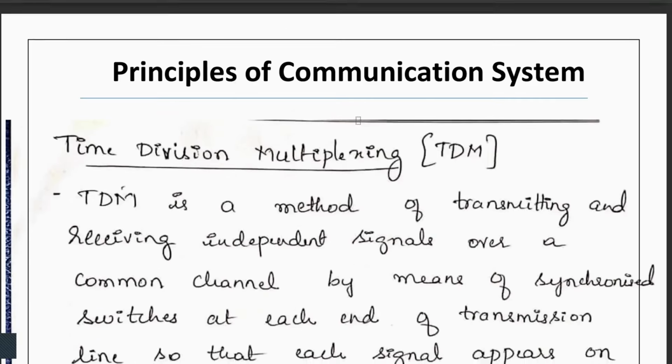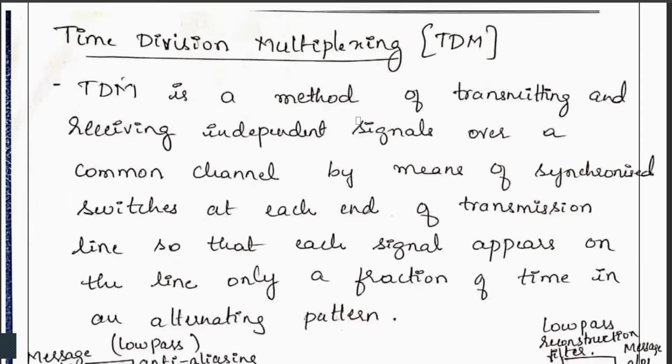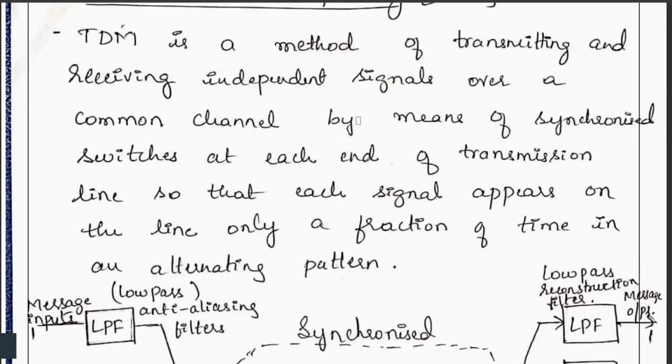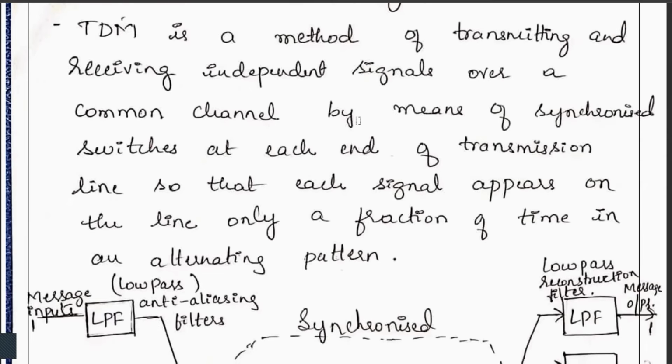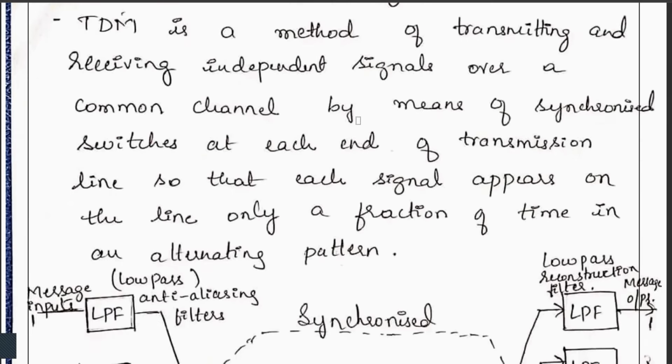Next is time division multiplexing. Time division multiplexing is a method of transmitting and receiving independent signals over a common channel by means of synchronized switches at each end of the transmission line, so that each signal appears on the line only a fraction of time in an alternating pattern.